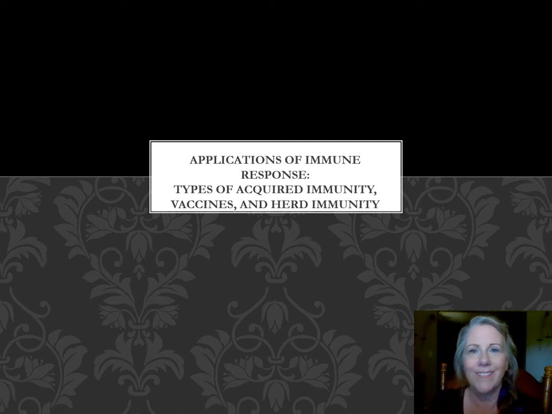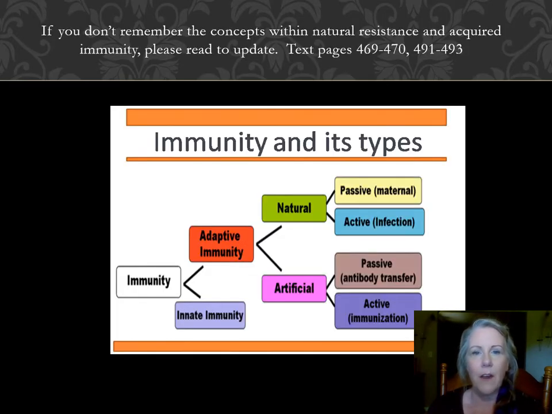So here we go. All right, if you do not remember concepts within natural resistance or acquired immunity, please read to update yourself. It's probably a good idea to go ahead and read those pages, and I have those listed for you on the slide. So from your textbook, pages 469 to 470, then 491 to 493, read through that. That kind of gives you an introductory to the immune system. And these are things that you would have covered in anatomy and physiology too. And we're gonna build upon that a little bit.